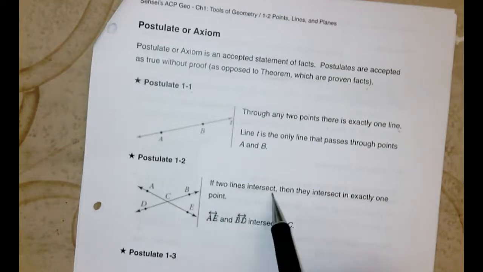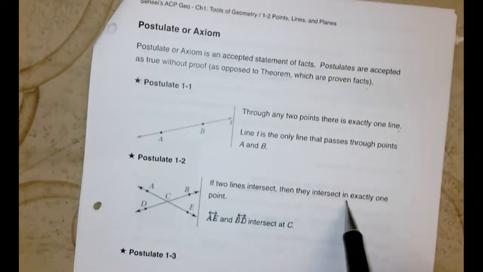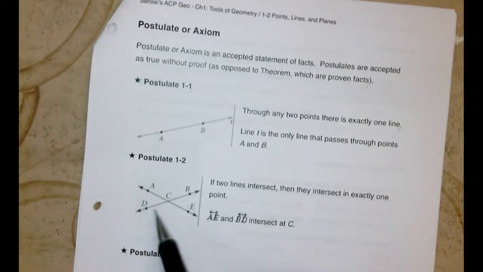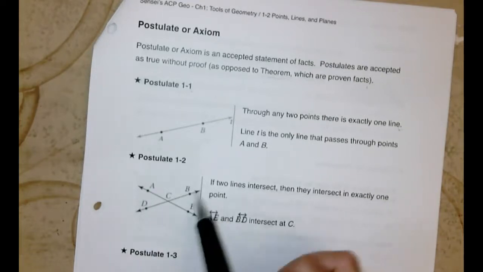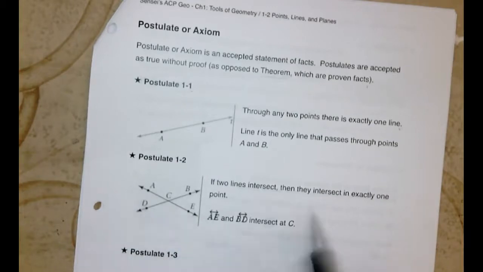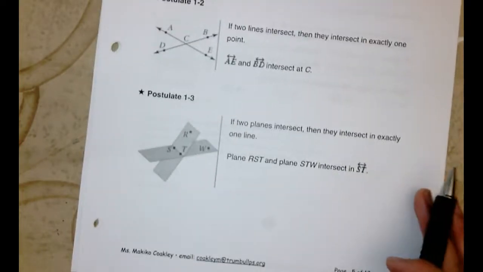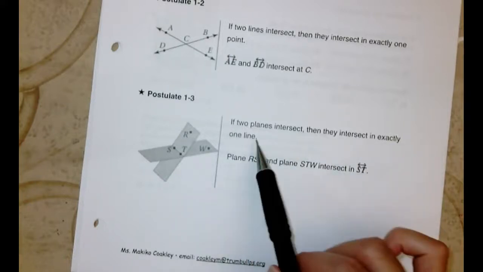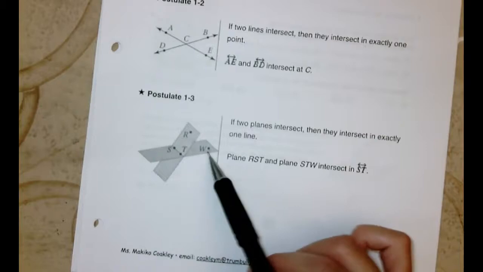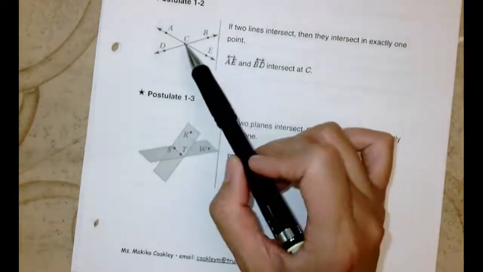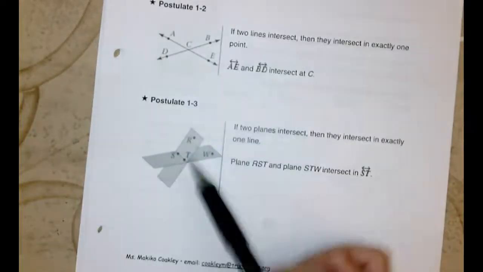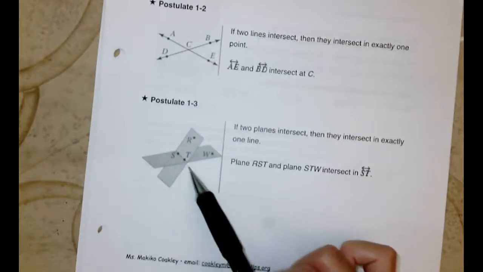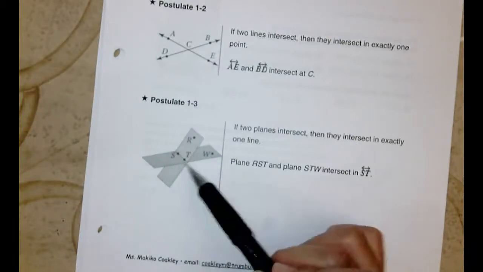If 2 lines intersect, then they intersect in exactly 1 point. 2 lines cannot intersect twice, because you would have to curve them to do that, right? So line AE and line BD intersect at C. The third postulate: if 2 planes intersect, then they intersect in exactly 1 line. 2 lines intersect in a point, and 2 planes intersect in a line. You see the intersection is a line.